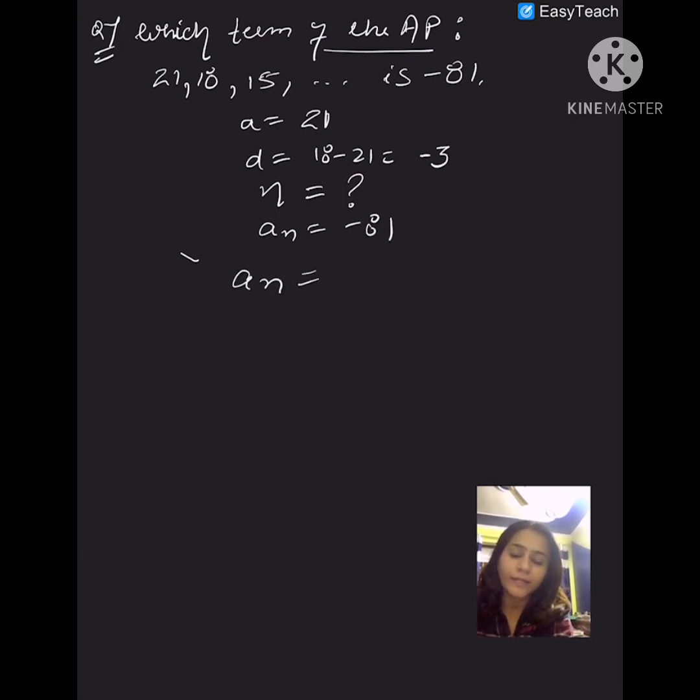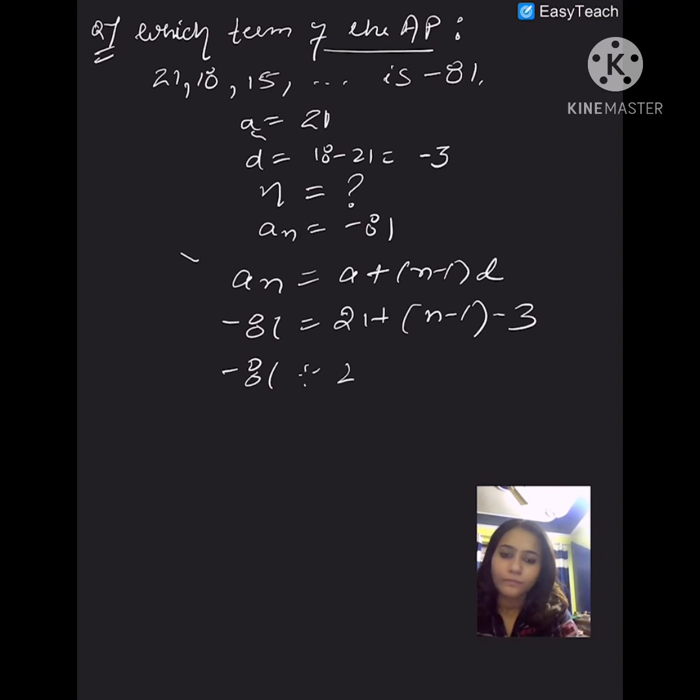You have the formula an is equal to a plus n minus 1 d. So an is minus 81. a here is 21 plus n minus 1, n you need to carry out, and d is minus 3. This is minus 3n plus 3. So 21 plus 3 is 24, minus 3n equals minus 81.